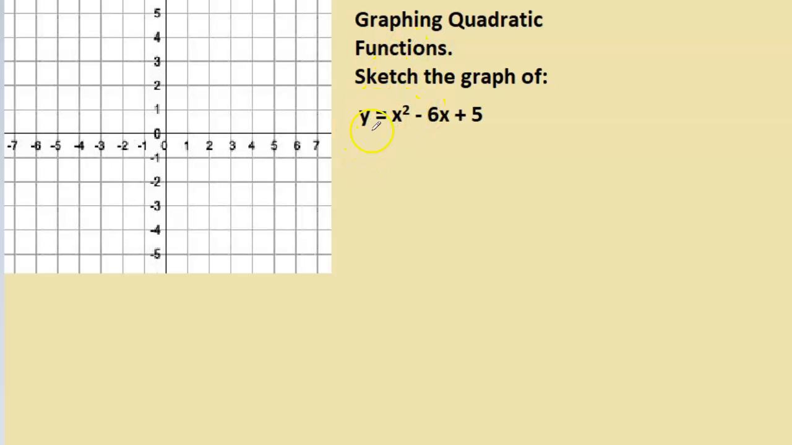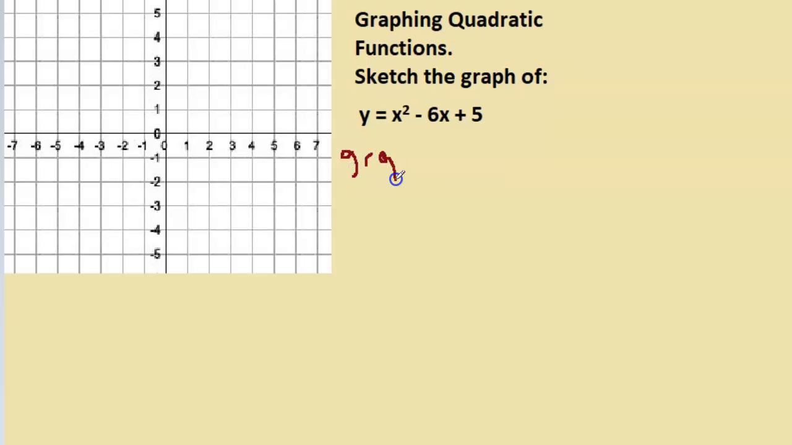So therefore, we need to find three basic things. We need to find where the graph cuts the y-axis, the x-axis, and the turning point. So first we want to find out where the graph cuts the y-axis. And this is done the exact same way when sketching equation of a line. Remember, when you're sketching equation of a line, the graph cuts the y-axis when x is 0, cuts the x-axis when y is 0.